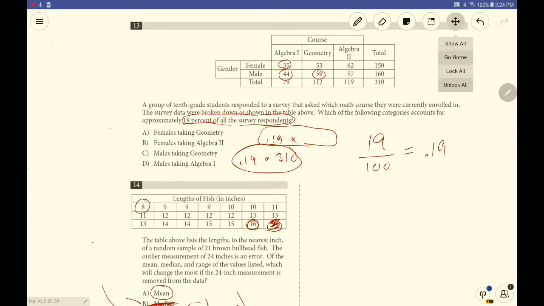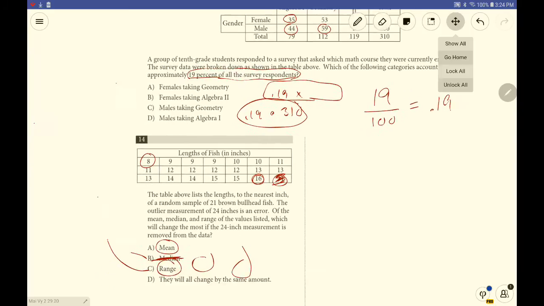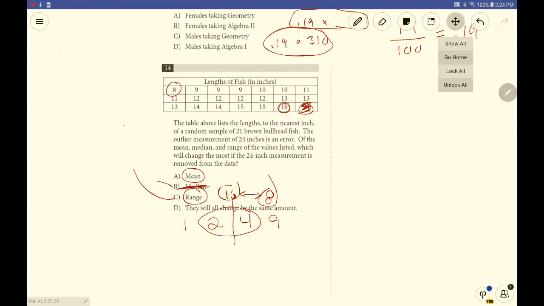So they want this chart in number 13. They want the category that accounts for approximately 19% of all survey respondents. We can find out what number that is. 19% of all survey respondents is 0.19 times the total number of respondents. 0.19 times 310. And we find out what that is, and then see which chart entry matches that number best. And that's the answer. I can't remember which one that is.